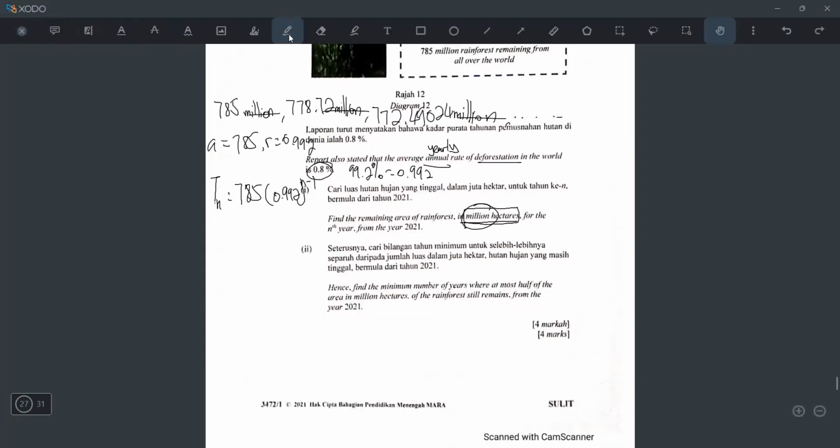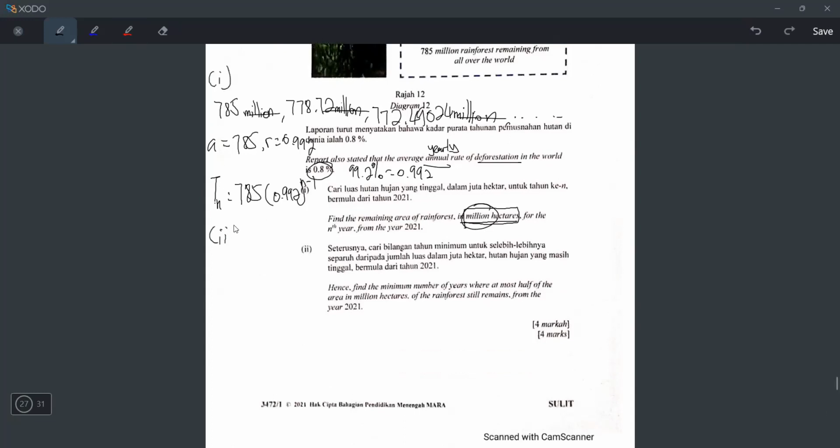This is geometric. If it's geometric, the formula will be different already. It will be A R power N minus 1. So it will be 785 times 0.992 power N minus 1. And I think this is the answer. Yeah, this is the answer because it should be in terms of N, right? So that's the answer. That's all. So that's question 1.